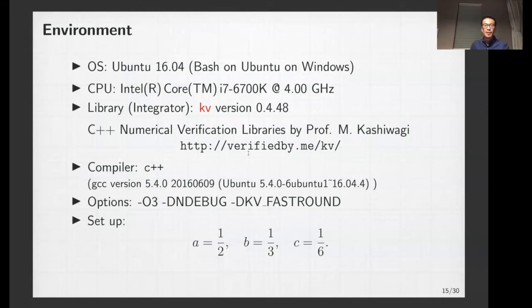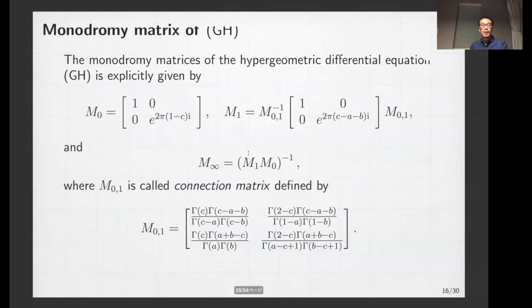So anyway, we set up the parameters a equal 1/2, b equal 1/3, c equal 1/6, and we did rigorous numerics. Before the result of our computer-assisted proof, we would like to show the explicit formulation of the monodromy matrix for the hypergeometric differential equation. M0 means the monodromy matrix along the singular point x equals 0, and M1 is given by this formulation, and M01 is called the connection matrix, defined by a gamma function like this. But anyway, we have an explicit formulation, so if we set parameters we can get the explicit value of the monodromy matrix by numerical calculations.